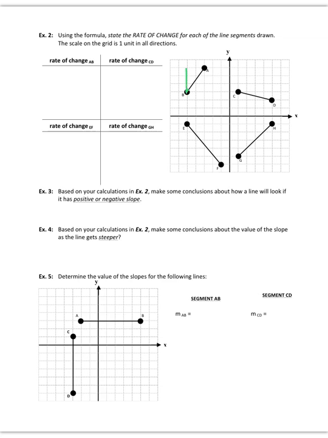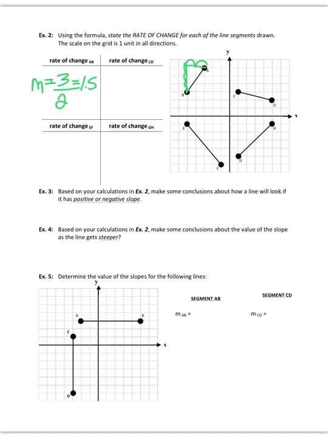We're going to rise, and then we're going to run. So I'm going to rise up 1, 2, 3. So we'll say M equals 3. And then we're going to run 1, 2 until we land on the A. So there's my rate of change. My slope is 3/2, or what we can just say is 1.5. 3 divided by 2 is 1.5.